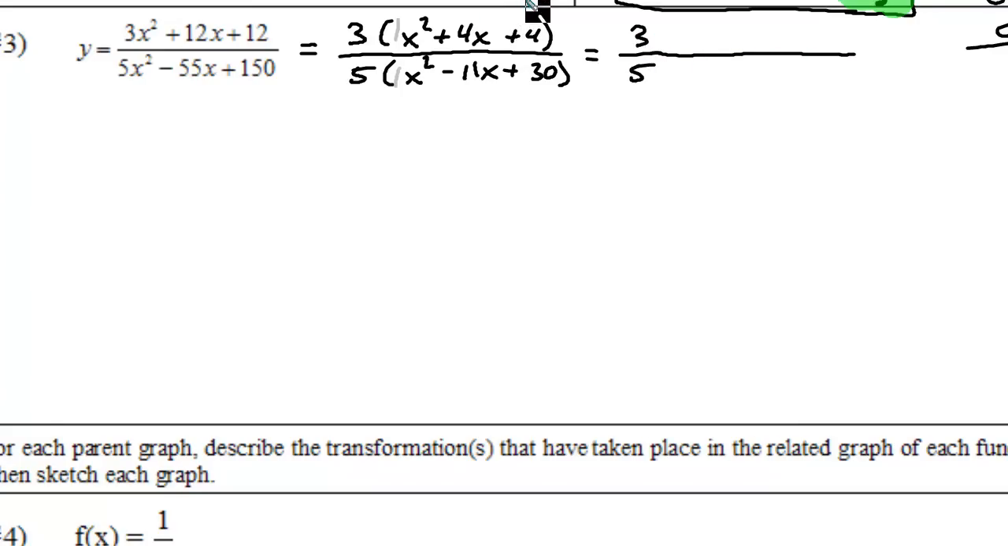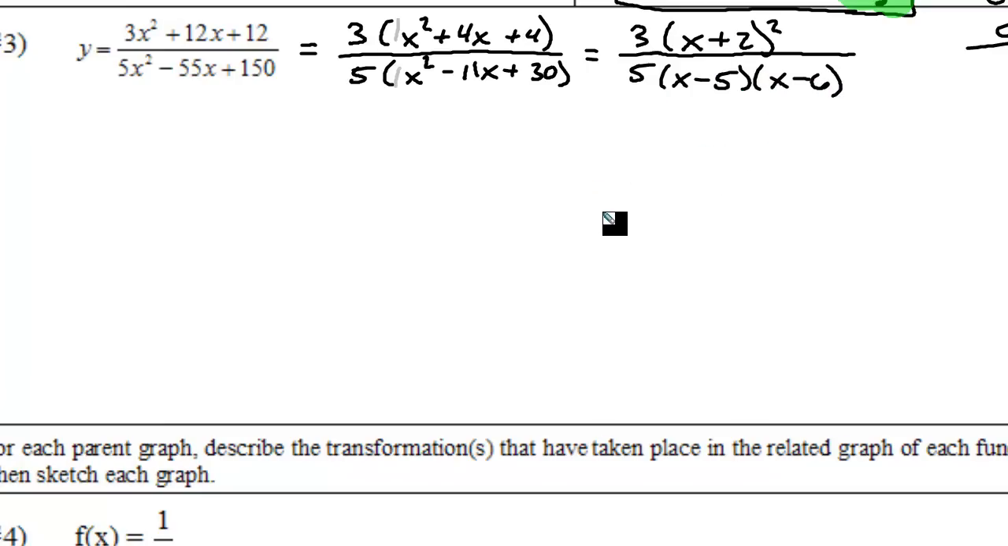I need 2 numbers that multiply to give me positive 4 and add to give me positive 4. Actually, this is a perfect square trinomial, so we could write it as x plus 2 squared, or we could write it as x plus 2 times x plus 2, either way. The bottom, we need 2 things that multiply to give you 30 and add to give you negative 11. X minus 5 and x minus 6.